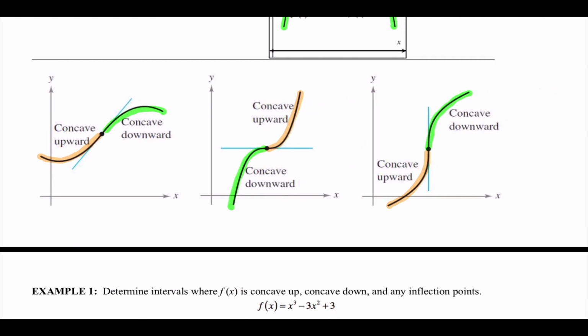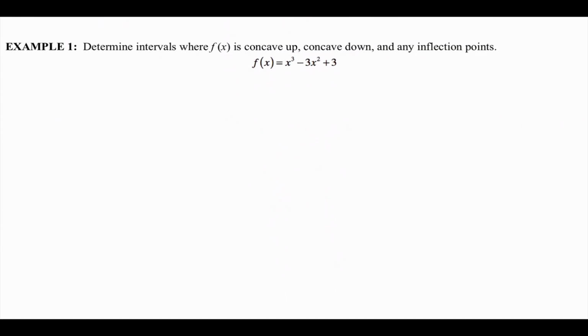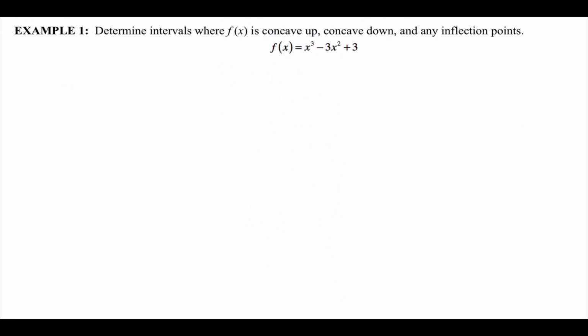All right, so it's going to function a lot like we did in the first derivative test. The only difference is we're looking at not first derivatives, we're looking at second derivatives. Okay, so let's go to the next page. Example number 1. They want us to find intervals of concave up, concave down, and any inflection points. So it's kind of like find intervals of increasing, decreasing, and any relative maximum or minimum, right? It's the same thing, but instead of the first derivative, we're doing it for the second derivative.